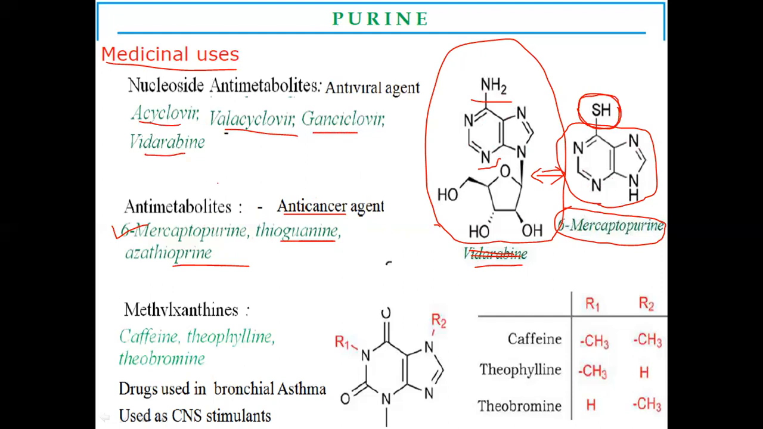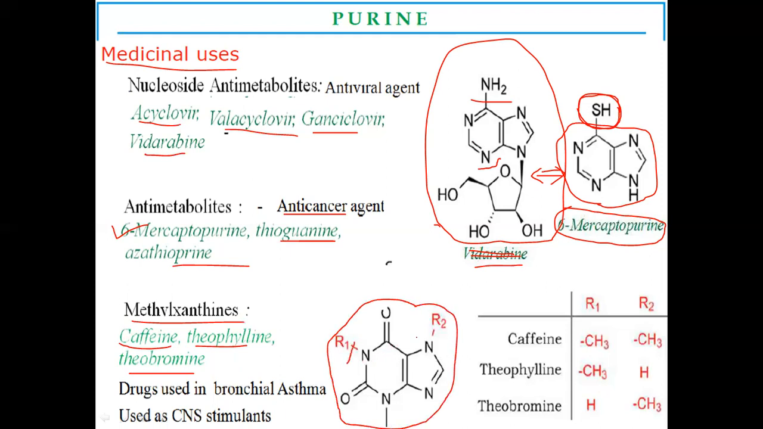These are all antiviral agents. This is the structure of vidarabine. And some methylxanthines, which are derivatives of purine, that is xanthine derivatives. Examples are caffeine, a CNS stimulant drug, theophylline, and theobromine. These are the structures of the basic moiety of xanthines.